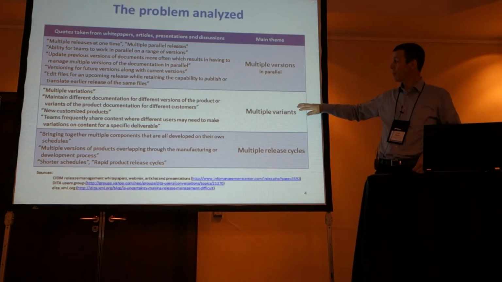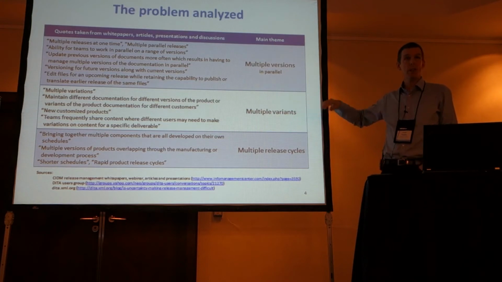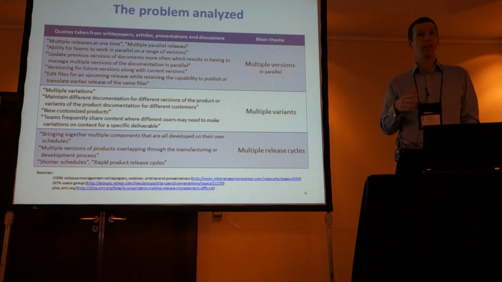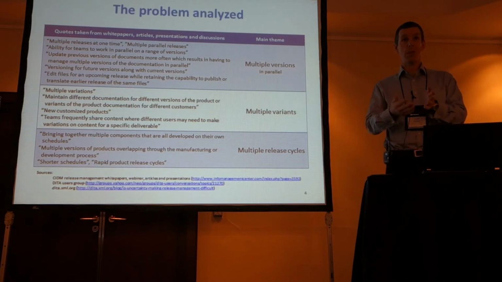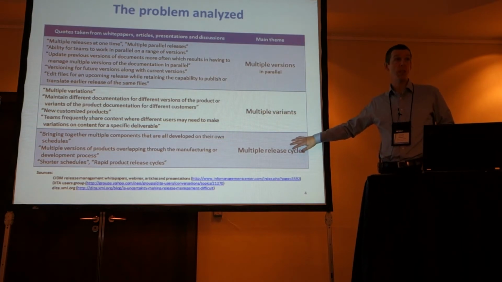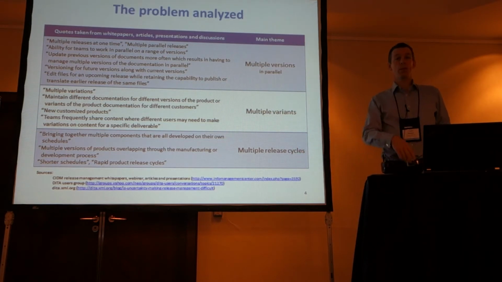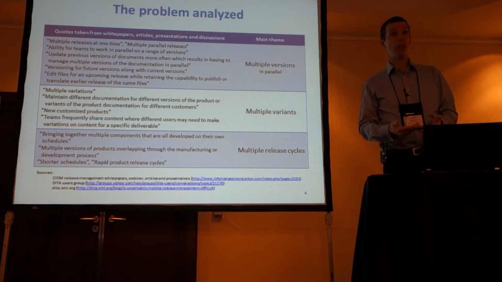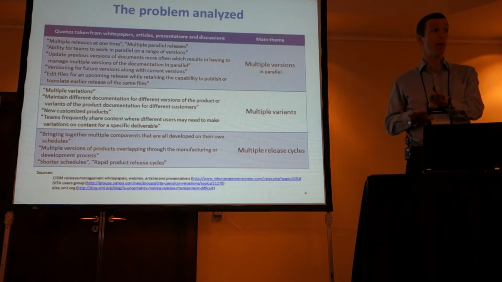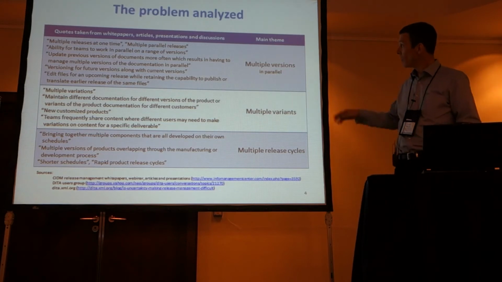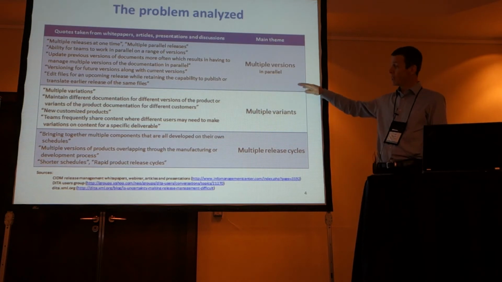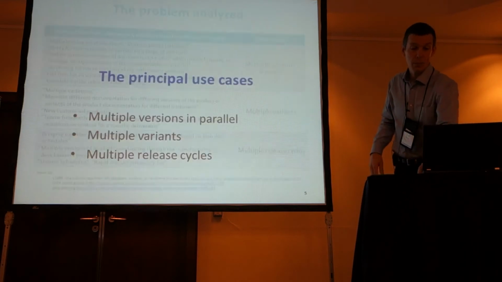The second main theme was multiple variants. Where you might have a product but several product variants, and you need to manage the release for those different variants. And then the third one was when you have multiple release cycles. People are doing more and more agile development processes where the release cycles are more and more rapid and quite often overlapping. So those were the 3 main themes that came out. What we're going to do is look at those 3 use cases in more detail.